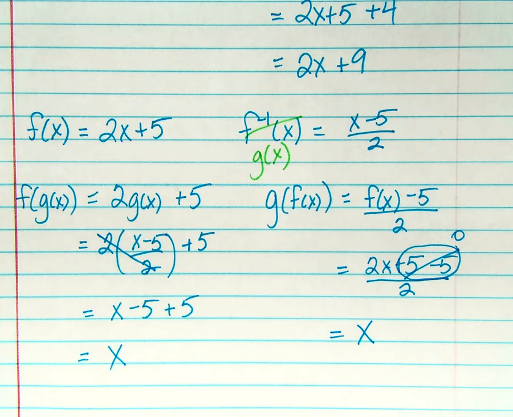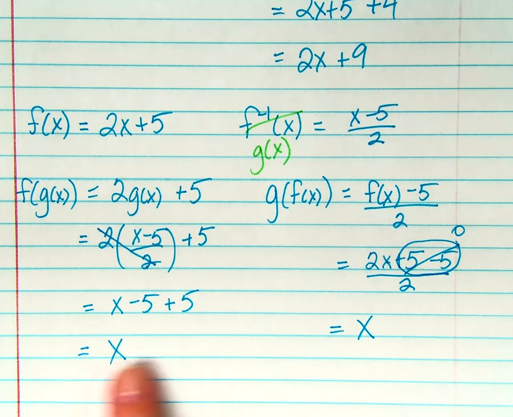How did we find inverse functions yesterday? Absolutely. We switched the x and y. And then we solved for y if that was necessary. When we graphed them, what did we graph? The function, its inverse, and y equals x. What did we just find right here? Y equals x. Is that important?